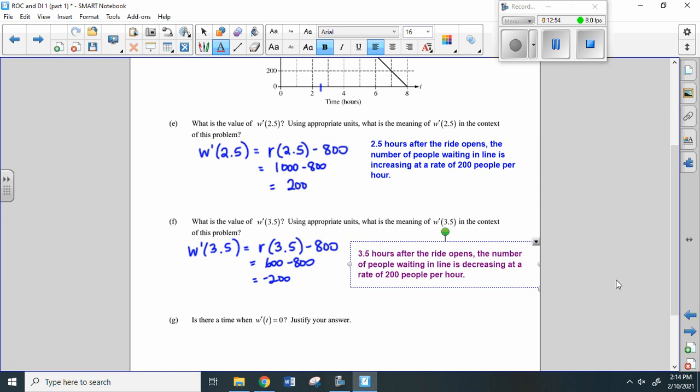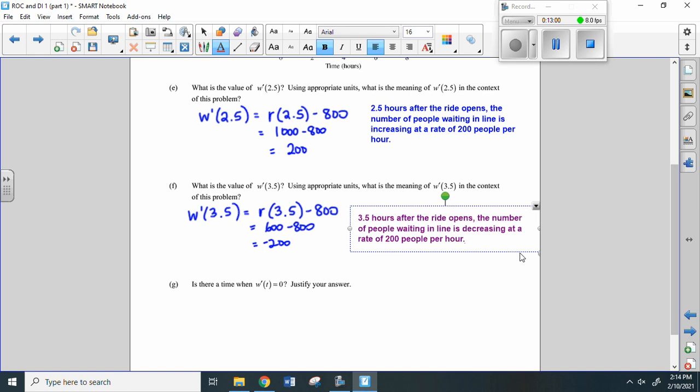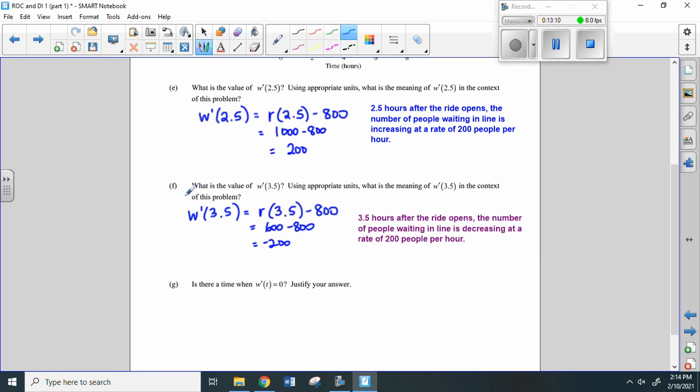But the fact that it says, is there a time, it's almost like inferring that you need to find that time. Okay? So let's think about it. If I were to ask, is there a place where W prime of t equals 0, then essentially, remember we said W prime of t was equal to R of t minus 800, right?